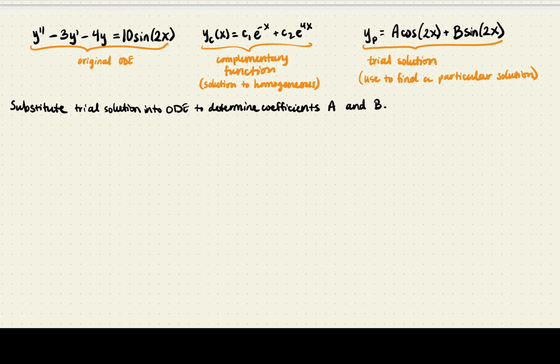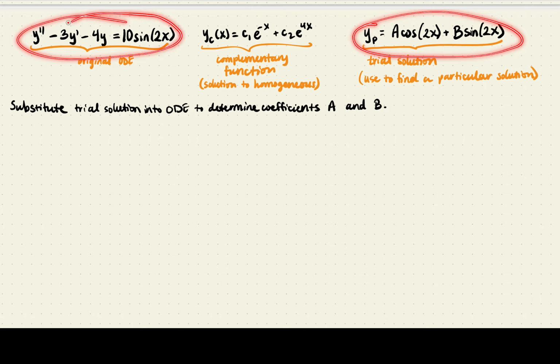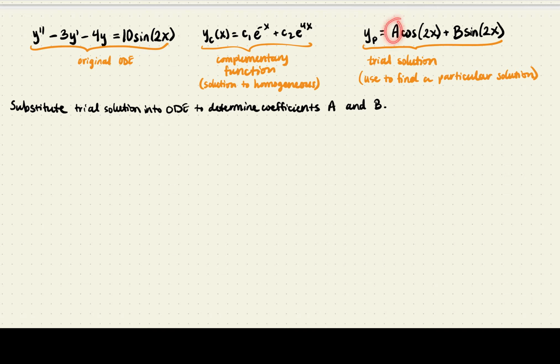All right, so I have here our original ODE, our complementary function, so the solution to the homogeneous problem, and a particular solution, or at least the form of the particular solution. This is our trial solution, and we want to plug this into our original ODE, and that'll tell us what the constants A and B need to be. So that's our plan here. So let's go ahead and do that. In order to substitute this function into this ODE, I'm going to need a first derivative and a second derivative.